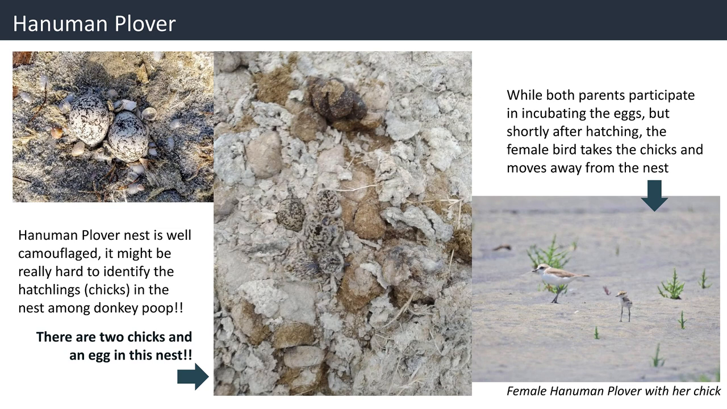So Hanuman plovers, as they are ground nesting birds, just lay two eggs in a little dump in the ground, and then they put some shells, some leaves, and that's not a nest like a forest bird, but this is the nest that they make. We observed that both parents participate in incubating the eggs, and shortly after hatching, the female bird takes the chick and moves away with it. So in the bottom right picture, you can see the female Hanuman plover with its chick.